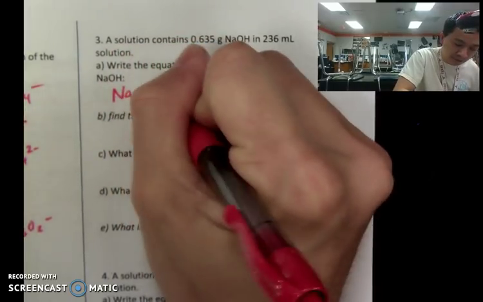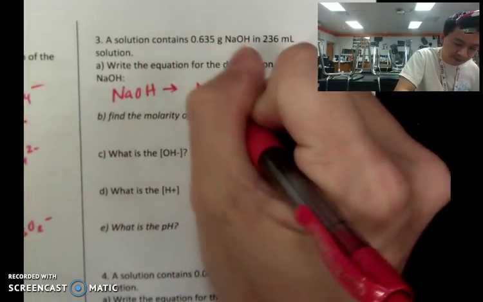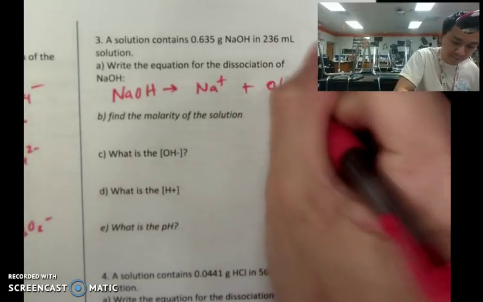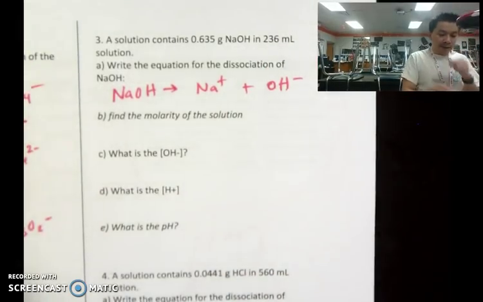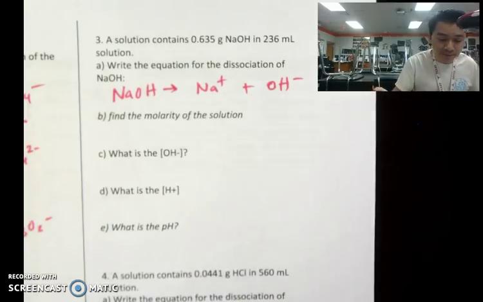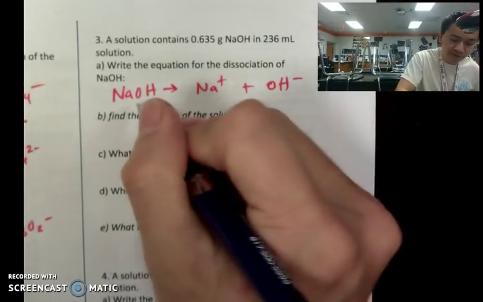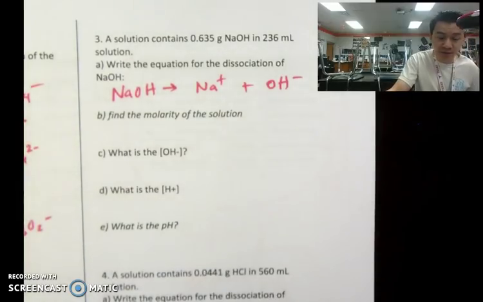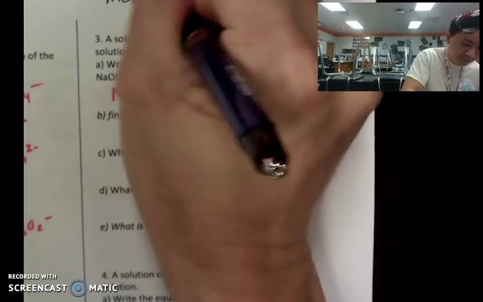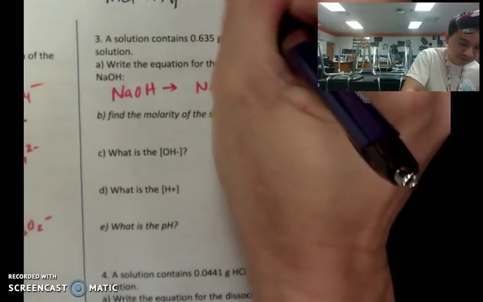NaOH will split up into Na plus and OH minus. Okay? And so the question is, what's the molarity of the NaOH that we start with? Molarity is concentration. Remember, molarity equals concentration.